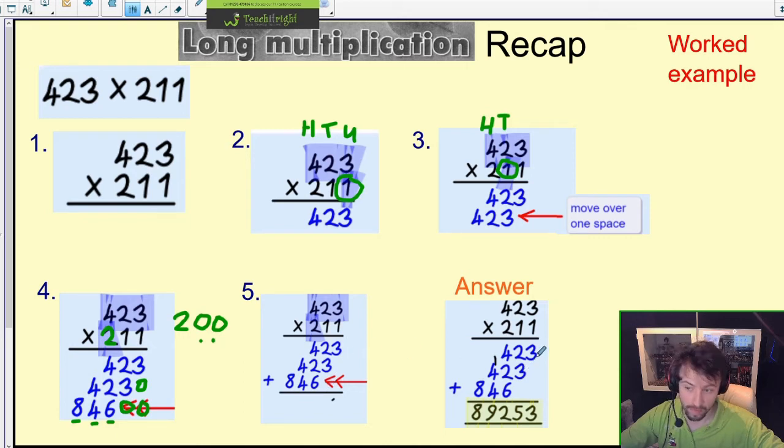And again, in this one here, 3 plus 0 plus 0, because again, I would recommend writing the zeros out when you do this, but 3 plus 0 plus 0 is 3, 2 plus 3 is 5, 4 plus 2 plus 6 is 12, carry the 1, 4 plus 4 plus the 1 that we carried across is 9, and then 8. So 89,253 is the final answer.